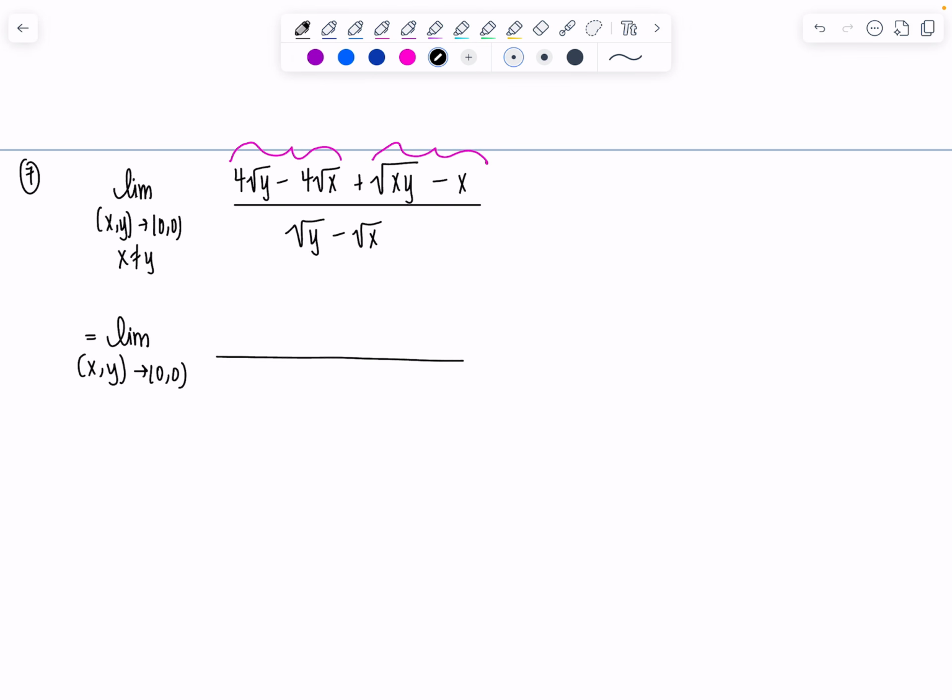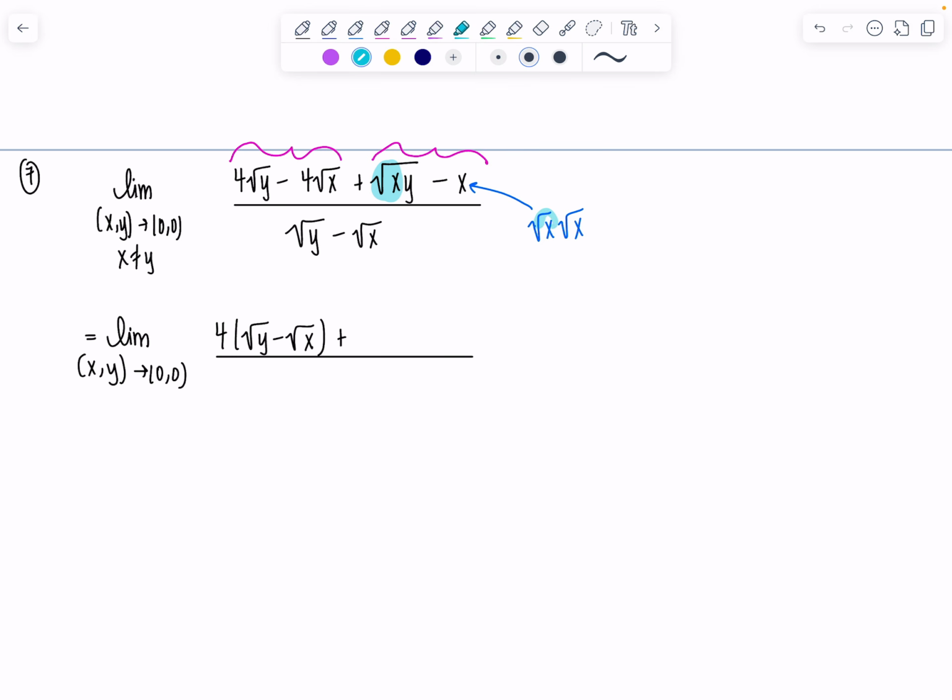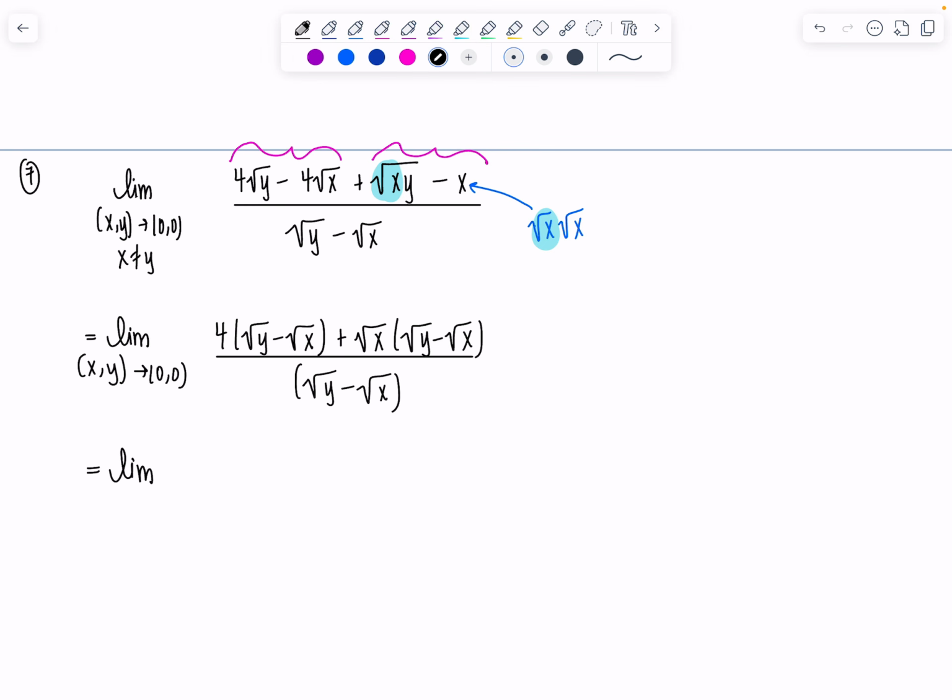4 rad y and 4 rad x have 4 in common. So then I'm left with rad y minus rad x plus, now the key here is remembering you can express x as rad x times rad x. So I can factor out rad x from both of these guys. And then I'm left with rad y minus rad x. Ooh, so snazzy, right? Okay, then let's fully factor the numerator.